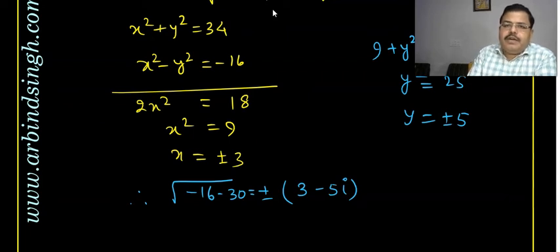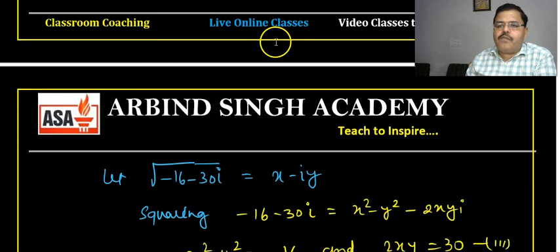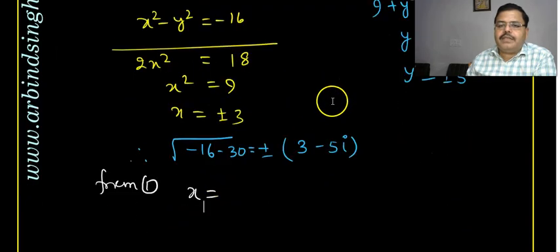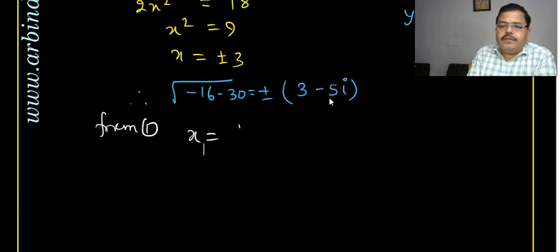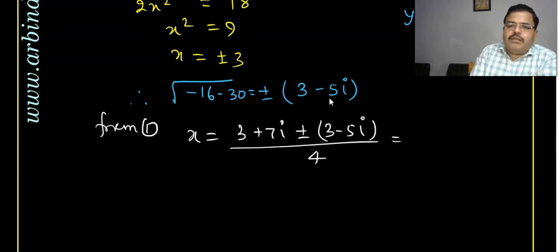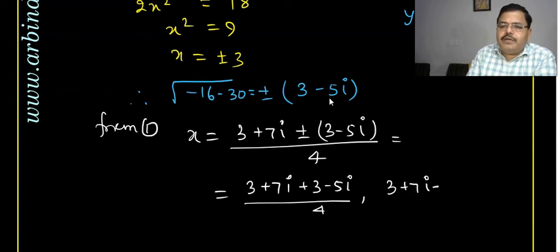Now putting this value in equation 1, what was the first? X is equal to 3 plus 7 iota plus minus 3 minus 5 iota, divided by 4. So there will be two values: 3 plus 7 iota plus 3 minus 5 iota by 4, and another one is 3 plus 7 iota minus 3 plus 5 iota, because of this negative sign that will be positive, divided by 4. I hope you got it.